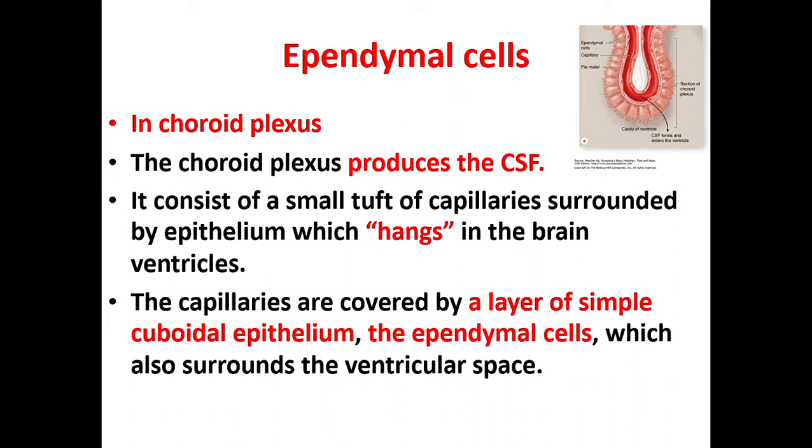the brain cells. The choroid plexus consists of a small tuft of capillaries surrounded by epithelium, which hangs in the brain ventricles. The capillaries are covered by a layer of simple cuboidal epithelium we call the ependymal cells, which also surrounds the ventricular space, from the central canal in the spinal cord going to the ventricles of the brain.